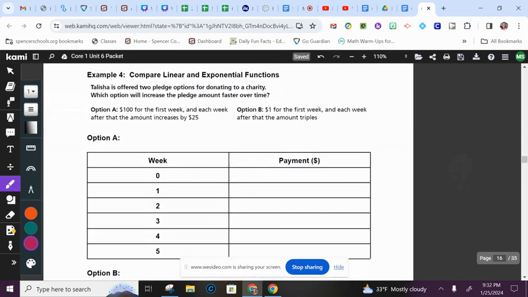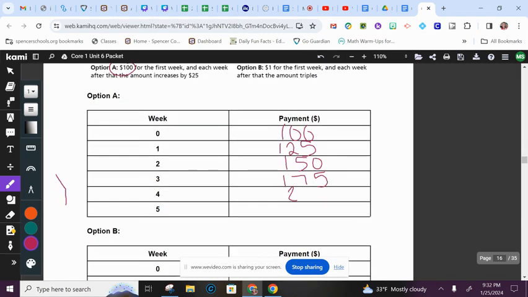And the last example today is just comparing the difference between linear and exponential. So it says Tasha is offered 2 pledge options for donating to charity. Which option will increase the pledge faster over time? So option A here, we get $100 for the first week. There's going to be week 0, the beginning. And then each week after that, the amount increases by 25. So hopefully when you're thinking about this and writing it down, you know that this is a linear function because you're increasing by adding the same amount each time.